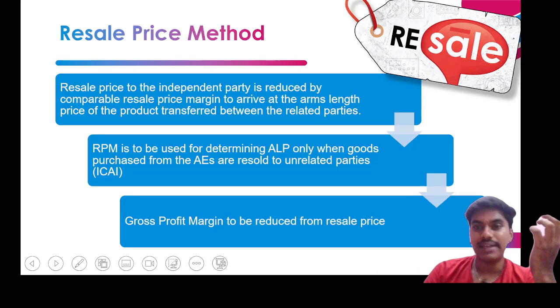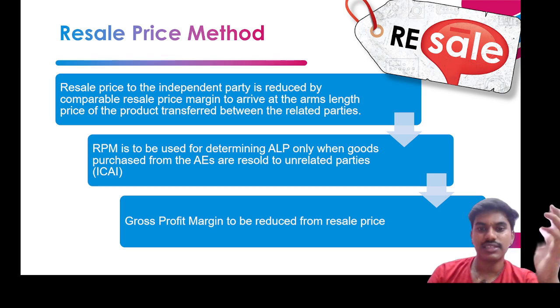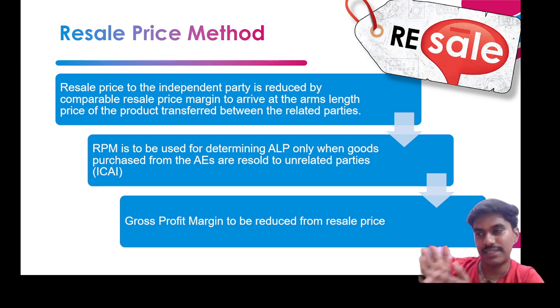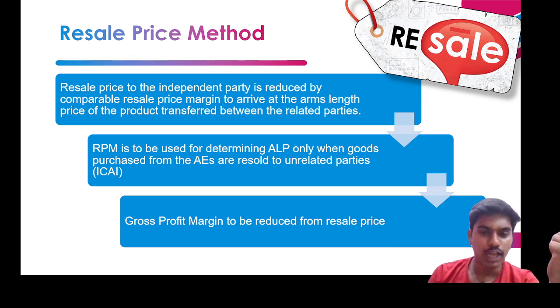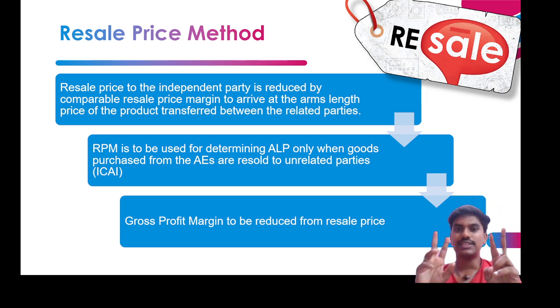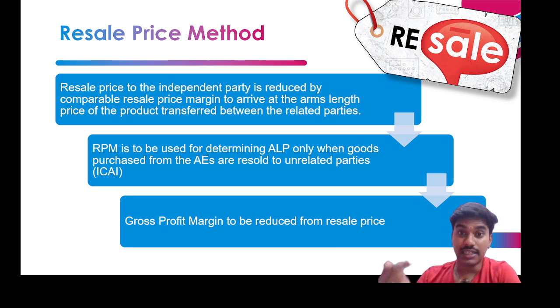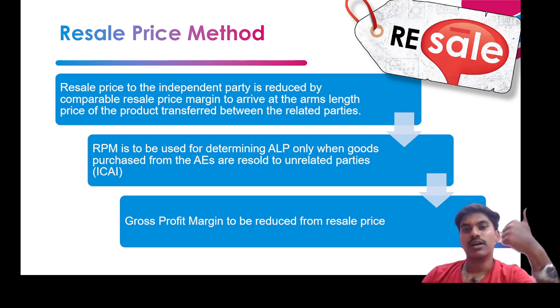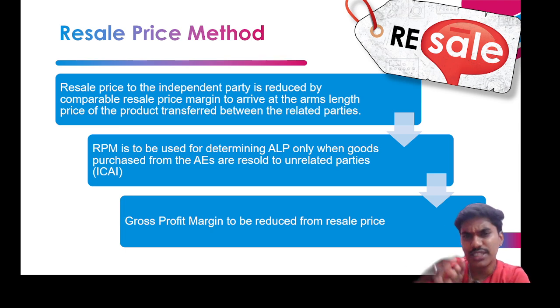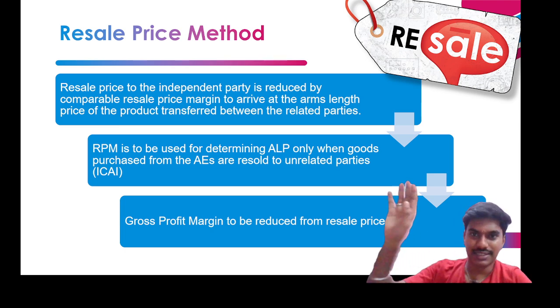For me to apply the resale price method, the sale should be to an independent third party, and my purchase should be from an associated enterprise. If both of these conditions are satisfied, using the price at which I sold to the third party, I can determine the price which is arm's length.